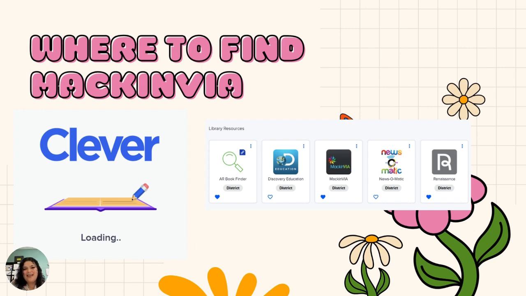Oh, I see it. Yeah, it's right there. Like the pinwheel. Yes, and you can see in the library resources, we also have the AR Book Finder, the Discovery Education, which is also located in Mackin Via, the Newsomatic, which is also located in Mackin Via, and then the Renaissance, which we use for AR.